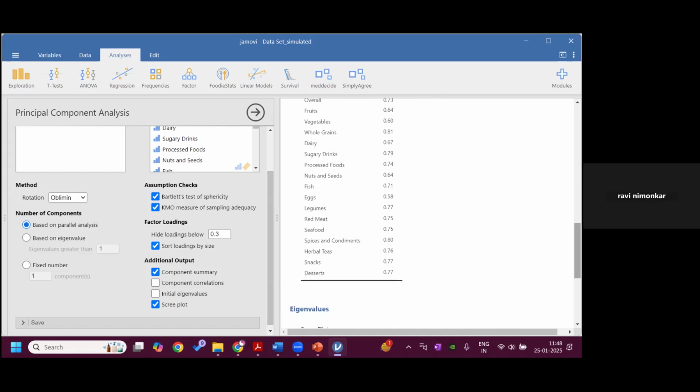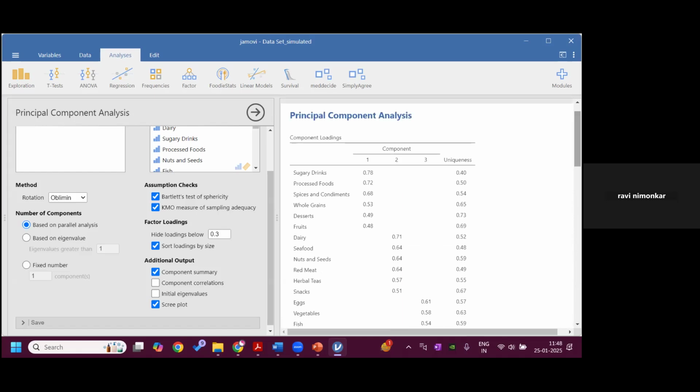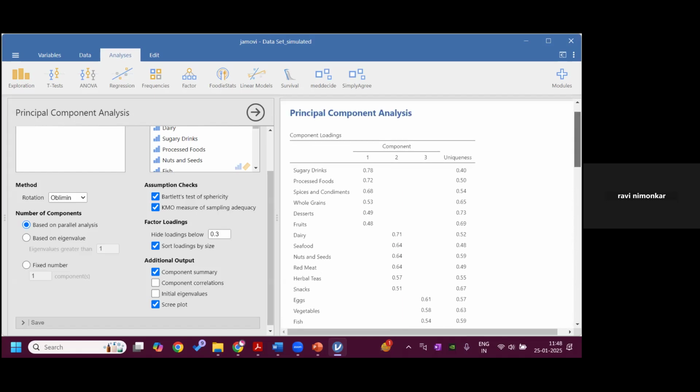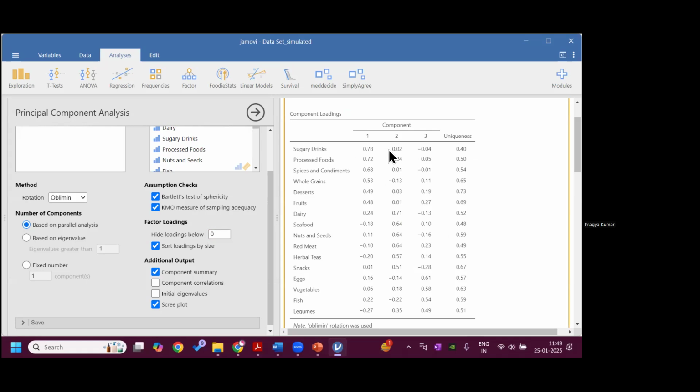Ma'am, can you please go up? Ma'am, suppose it had been factual data and the dairy was loaded on all 3 components. Yes, it will be loaded. Let me make it 0. Actually, it hides loading. If you make it 0, all the items will get loaded on all the components, the way we have done in EFA. We hide the loading because we don't consider loading which is less than 0.3 or 0.4. We want a strong loading.